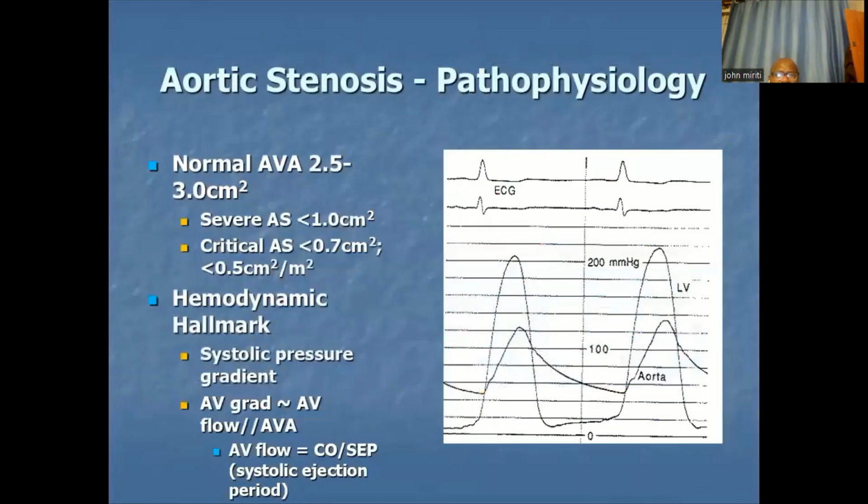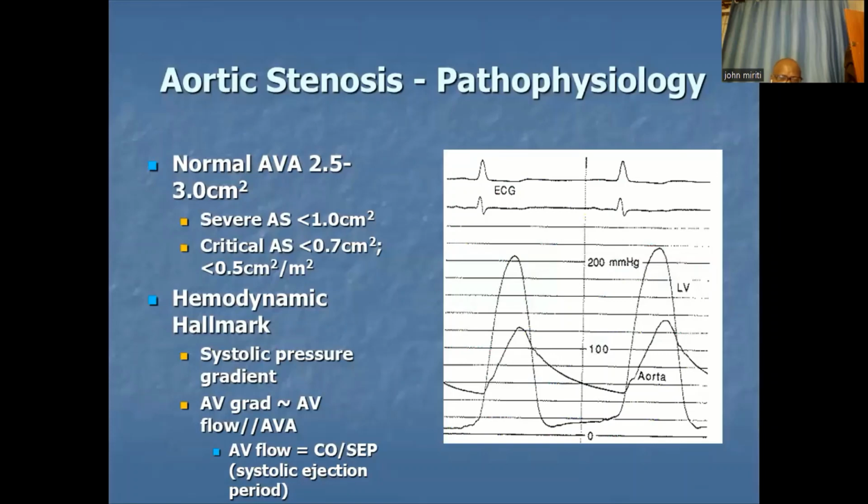So the pathophysiology of aortic stenosis is that the normal aortic valve area is 2.5 to 3.5 centimeters squared, and in severe cases of aortic stenosis it is less than 1 centimeter squared. In critical cases, the aortic valve area is 0.7 centimeters squared, or less than 0.5 centimeters squared per meter squared. The hemodynamic mark is the systolic pressure gradient, and then the transvalvular gradient versus transvalvular flow.